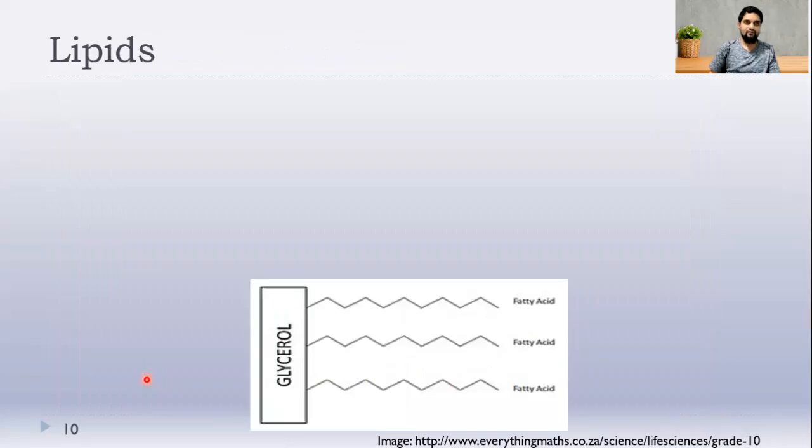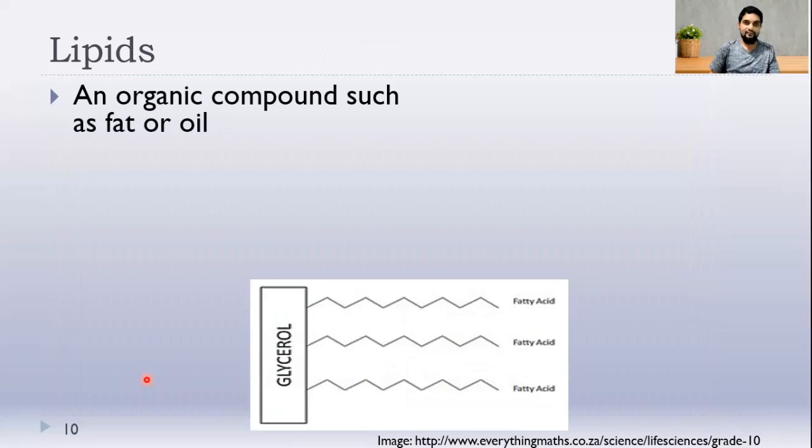Next in the list of macronutrients, we have lipids. Lipids are organic compounds, meaning they are derived from living sources, and they include fats and oils. What is the difference between fats and oils? Fats are solids at room temperature, whereas oils are in liquid form at room temperature. The atoms that the lipids consist of are carbon, hydrogen, and oxygen.